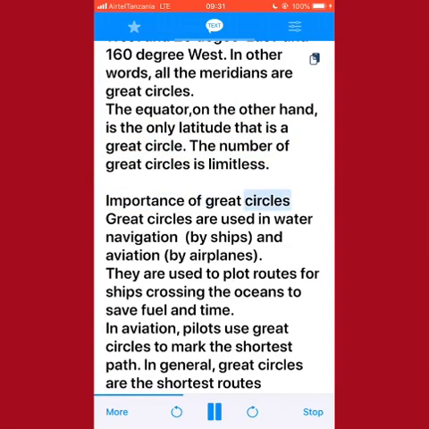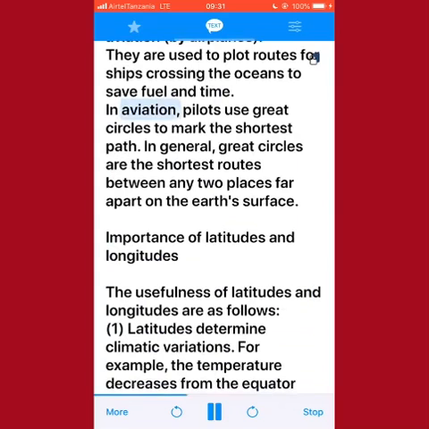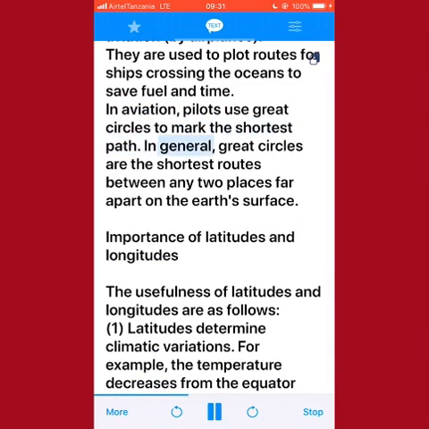Importance of great circles. Great circles are used in water navigation by ships, and aviation by airplanes. They are used to plot routes for ships crossing the oceans to save fuel and time. In aviation, pilots use great circles to mark the shortest path. In general, great circles are the shortest routes between any two places far apart on the Earth's surface.